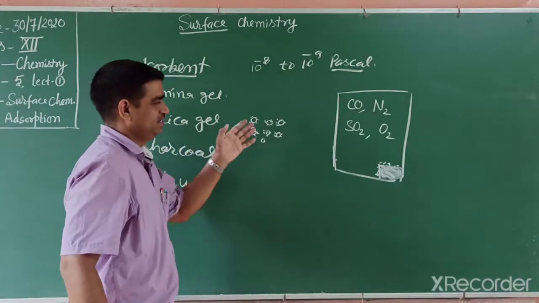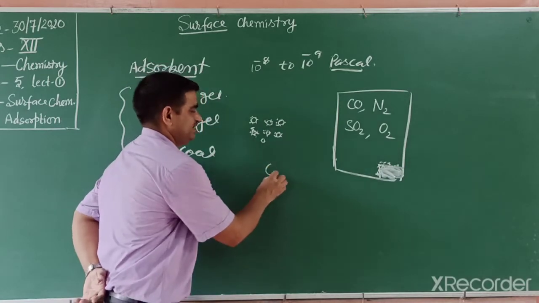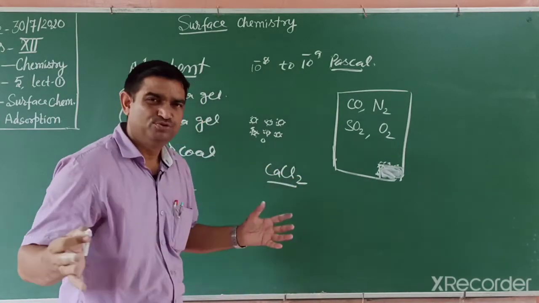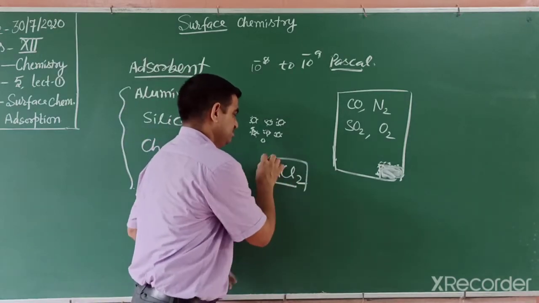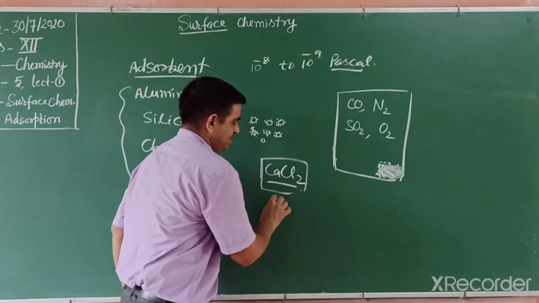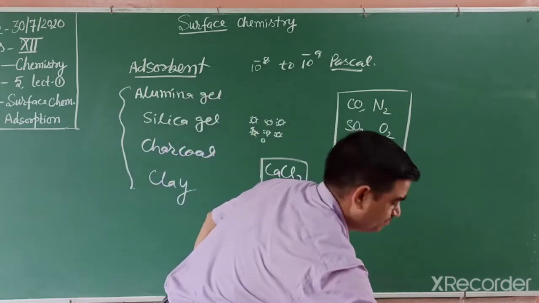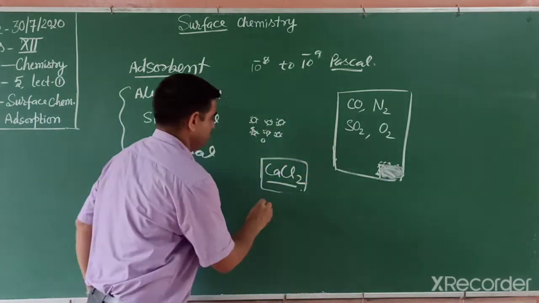And if the room contains calcium chloride, this calcium chloride absorbs water moisture, that is absorption. In this, the molecules go inside. Calcium chloride absorbs the molecules.